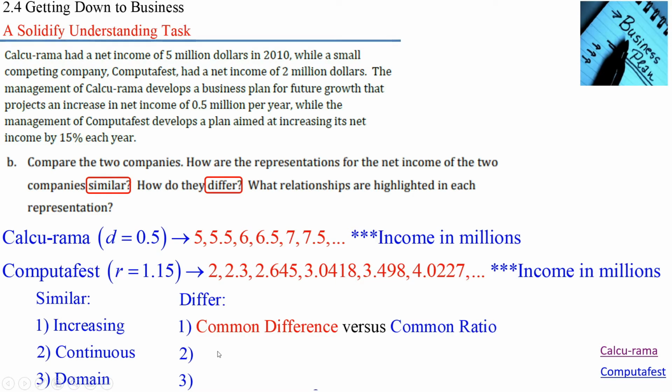And now that can give me some other differences too. If I have a common difference, isn't the sequence arithmetic? And if I have a common ratio, isn't the sequence going to be geometric? So we are arithmetic versus geometric. And that means an arithmetic sequence leads to a linear function, and a geometric sequence leads to an exponential function. So linear versus exponential. Beautiful. Now, what relationships are highlighted in each representation?